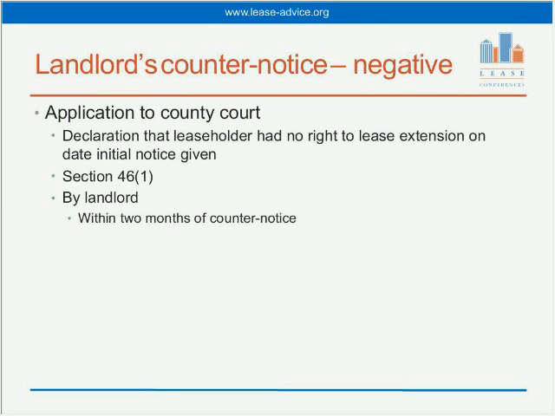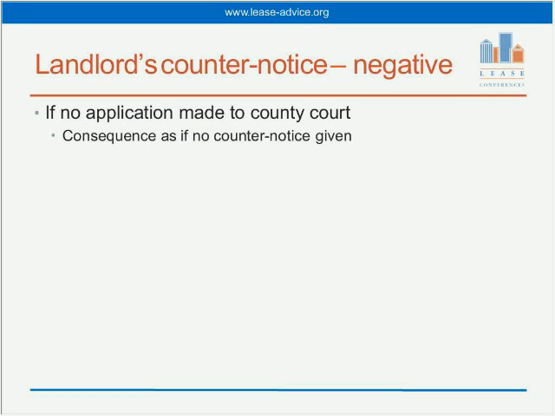If the landlord serves a negative counter notice, basically saying that they dispute entitlement to a new lease under the 93 Act, then an application is made by the landlord, not the leaseholders, to the county court for a declaration that the leaseholder had no right to a lease extension on the date the initial notice was given. And the landlord's got 2 months from the date of the counter notice to make that application to the county court if they're minded to do so. If they don't, then it's treated as if no counter notice has been given, and a vesting order can be applied for by the leaseholder.